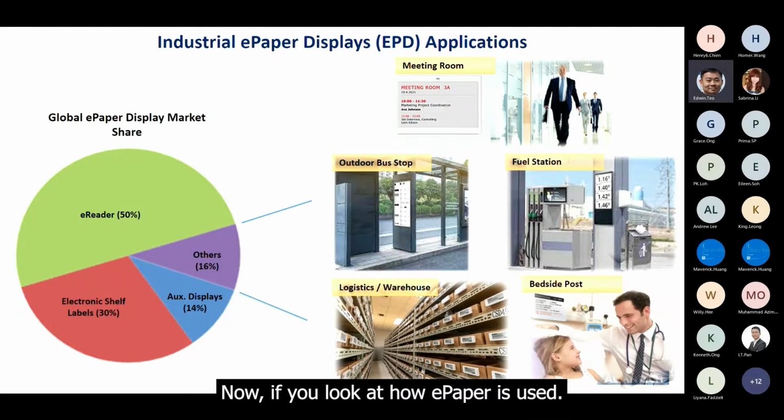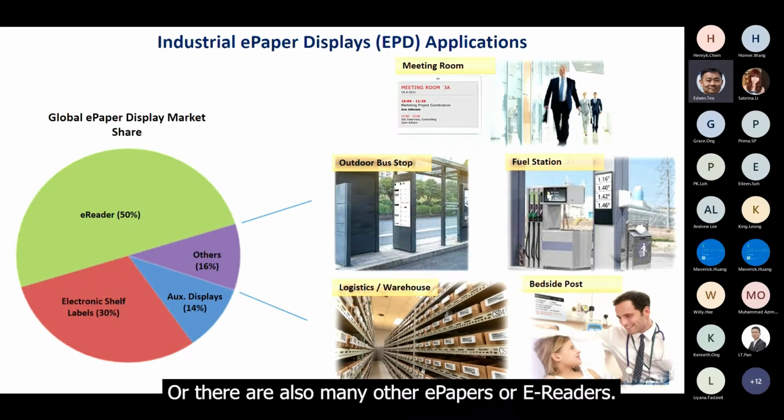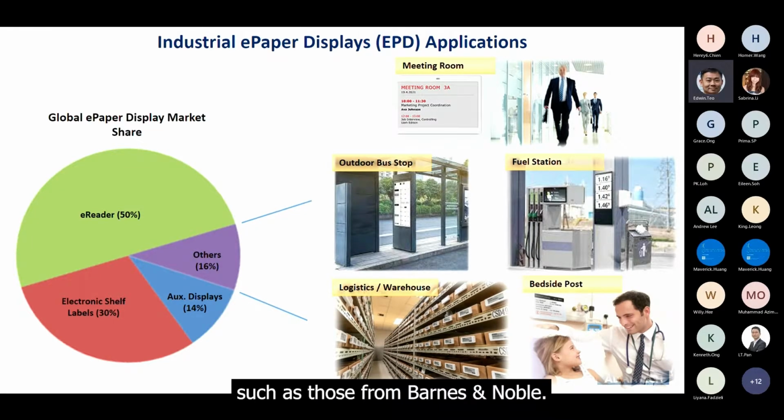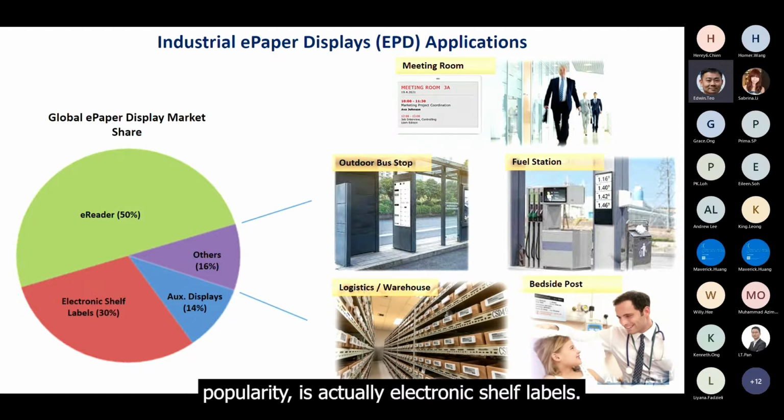Now, if you look at how ePaper is used, the global market share of ePaper and the application, about 50% are actually for e-readers. So the most popular, I believe, many of you have heard about Amazon Kindle series, or there are also other e-readers out in the market, such as those from Barnes and Noble. Another area with high popularity is electronic shelf labels. You go to the supermarket, every one of us often go to the supermarket and you see such e-paper labels there. Those are what you call the consumer type. So these also have a very, very large share.